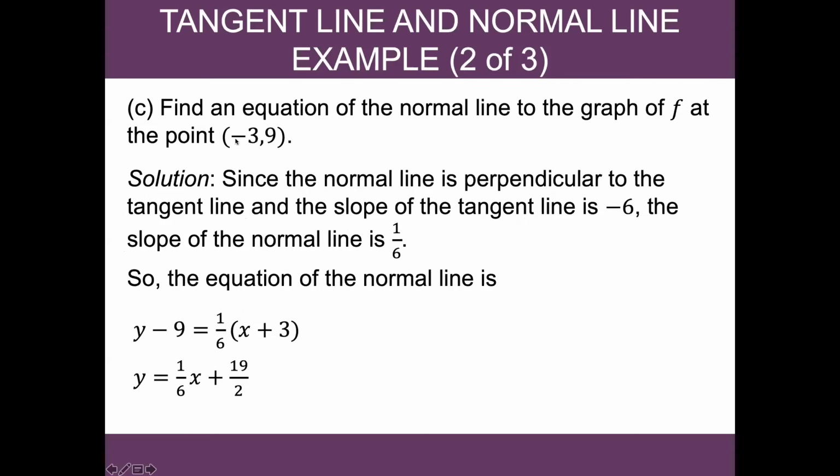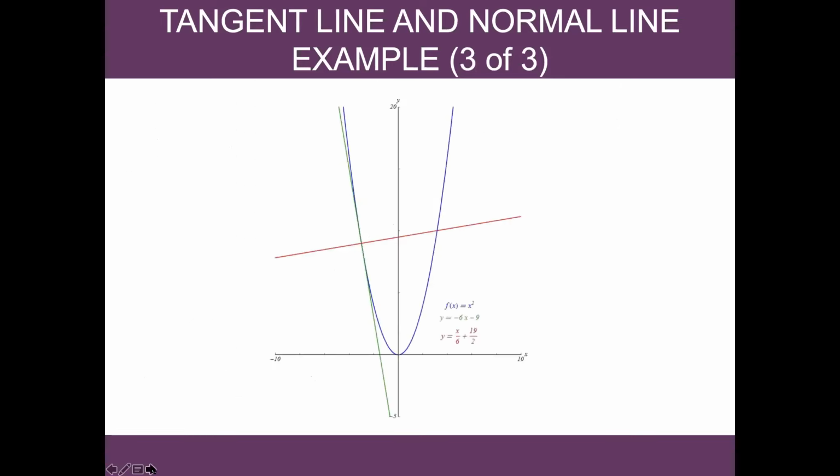It's the same point, -3, 9, but it's perpendicular to -6. The slope is -6. We need to flip it and change the sign. So that becomes +1/6. This is 6 over 1, -6 over 1. It becomes +1/6. Plug that into the point slope form, and you end up with this function. If you plugged it into y equals mx plus b, it'd give you the same result. Okay, so let's keep moving.